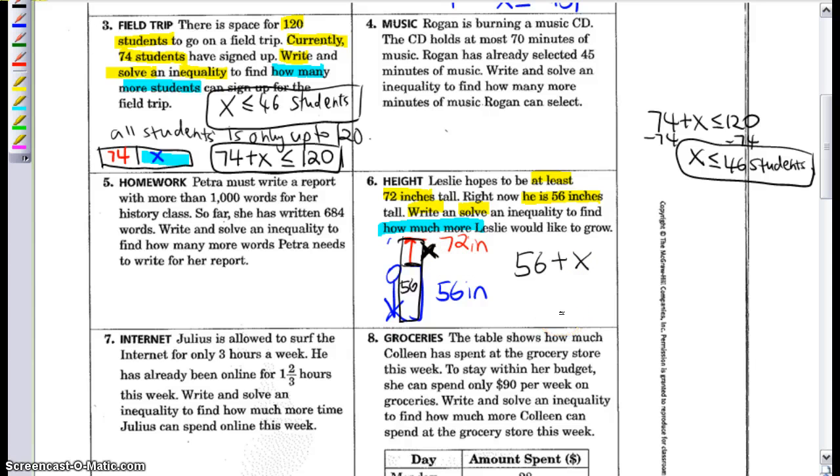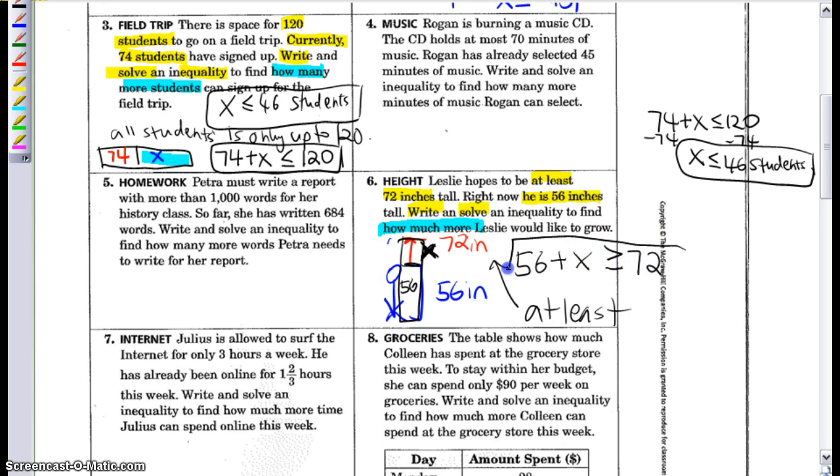So since he wants to be at least, that's our keyword, he could be that amount, or he could be shorter. No, he wants to be at least 72, so he wants to be at least that amount or taller. So 56 plus x, the amount that he grows, has got to be greater than or equal to 72.